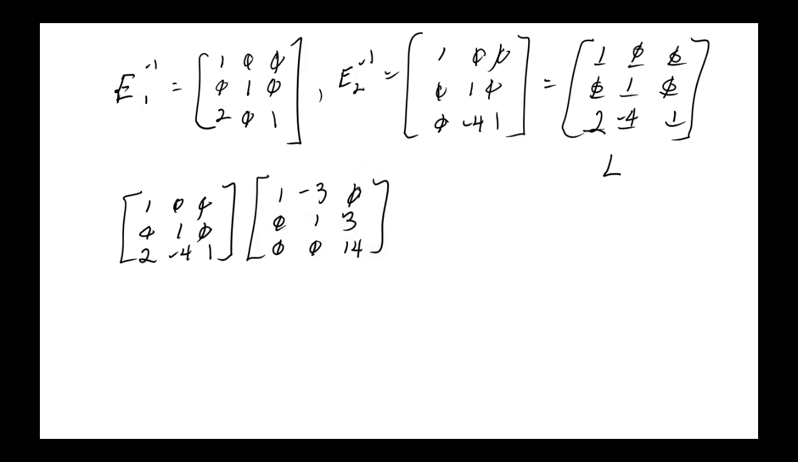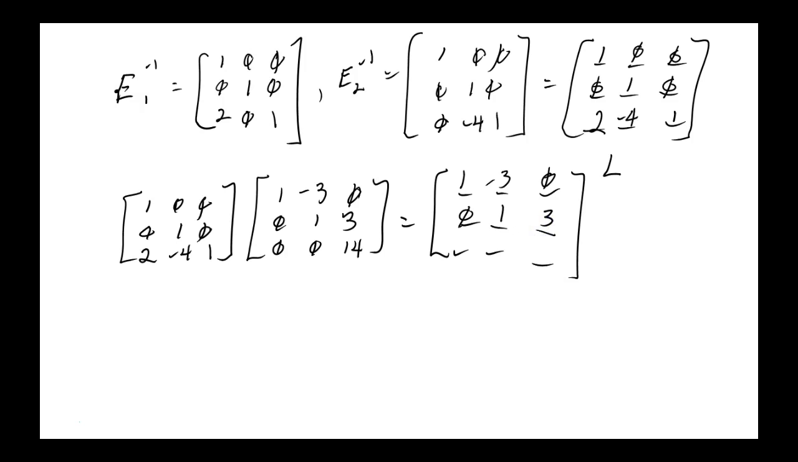Okay, let's see what happens if we multiply those two together. 3 by 3 times 3 by 3 is going to be a 3 by 3. The 1-1 entry is first row, first column, 1, 0, 0, that's a 1. First row, second column, negative 3, 0, 0, that's a negative 3. First row, third column, 0, 0, 0. The 2-1 entry is second row, first column, 0, 0, 0. 2-2, second row, second column, 0, 1, 0. And the 2-3 entry, second row, third column, 0, 3, 0.